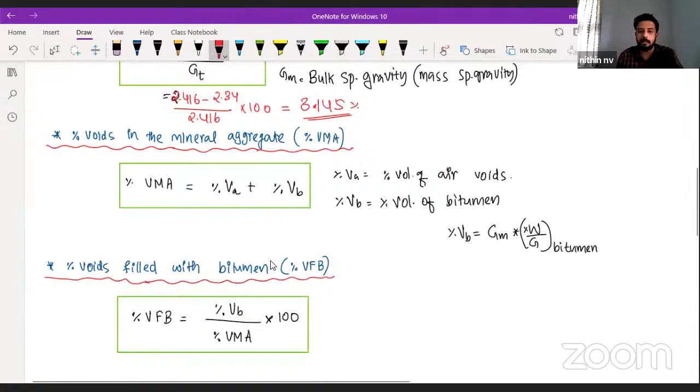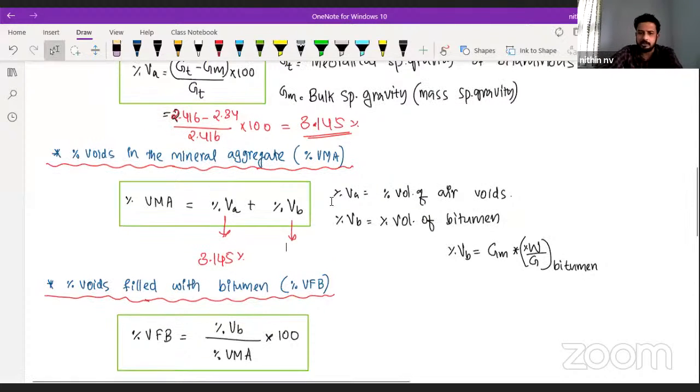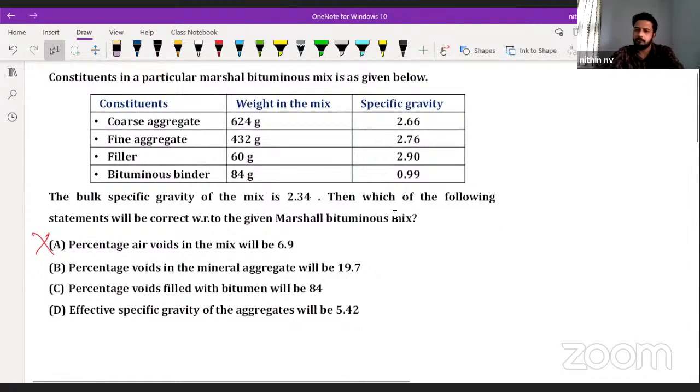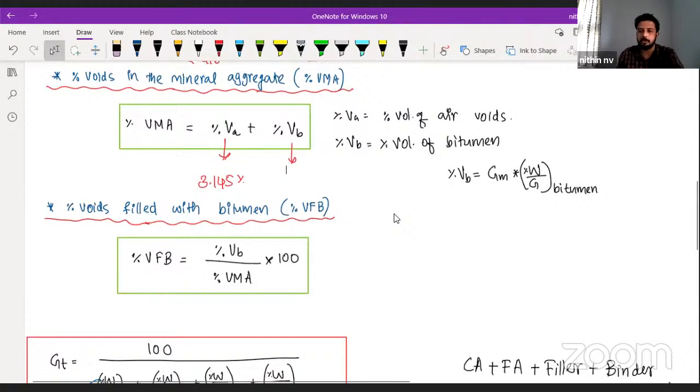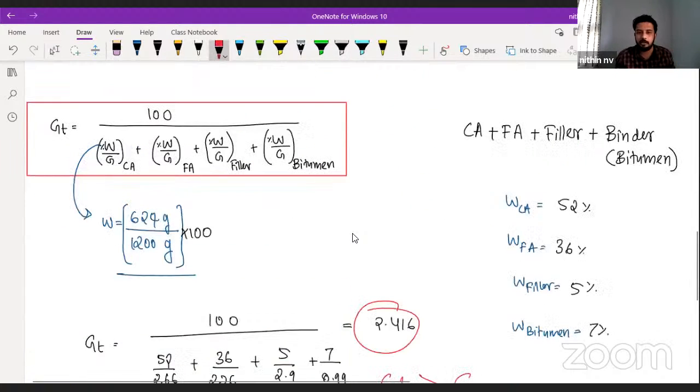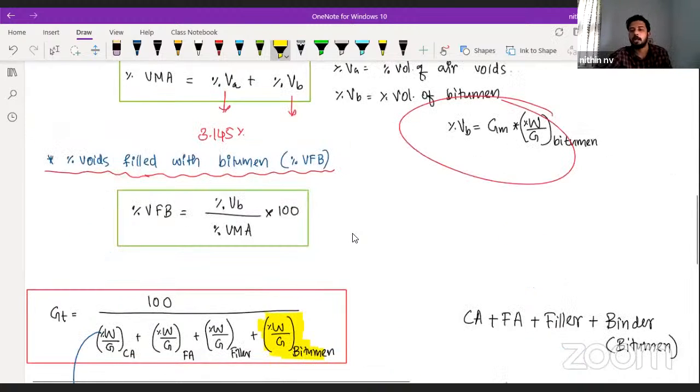VA we already calculated as 3.145%. Have they given the percentage volume of bitumen in the question? No. Then what do we have to do? We have to calculate using this second equation, GM into W by G. It is bitumen, so we have to take percentage W by G of bitumen. See, here we have percentage W by G of bitumen, and this is percentage volume of bitumen. We have to take that.